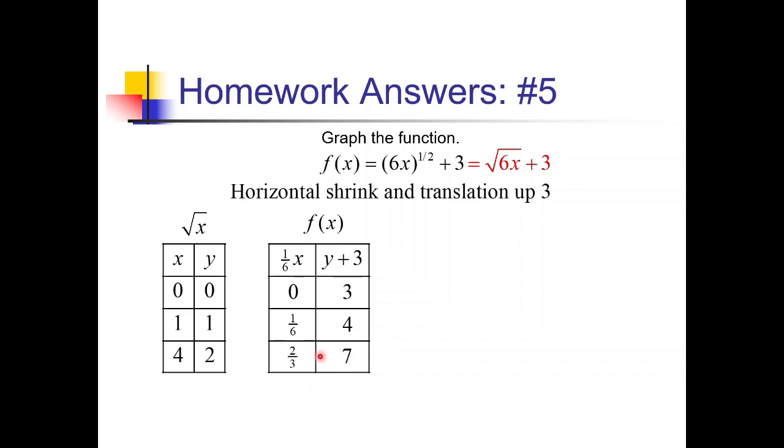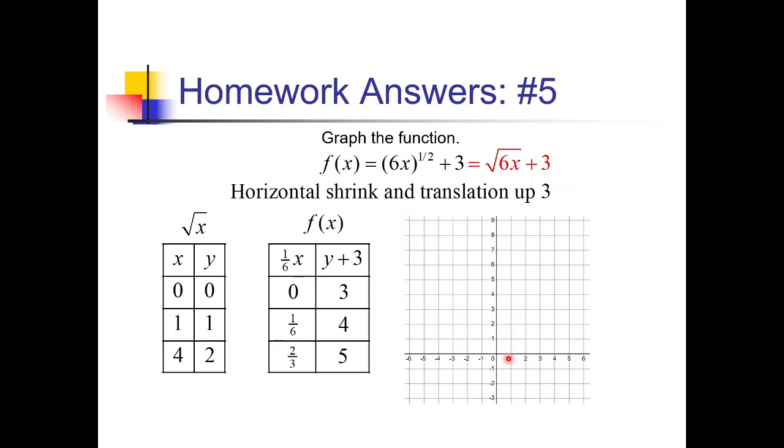7 rather. Now that should be 5. There we go. Don't know where I got 7 from. Probably accidentally added the 3 to the 4. Anyway, it's 5. So, graphing all that out, we have 0, 3, 1/6, so this, eyeball it as best you can, 4, so pretty close to the y-axis. And then 2/3 is a little easier to do, 5.